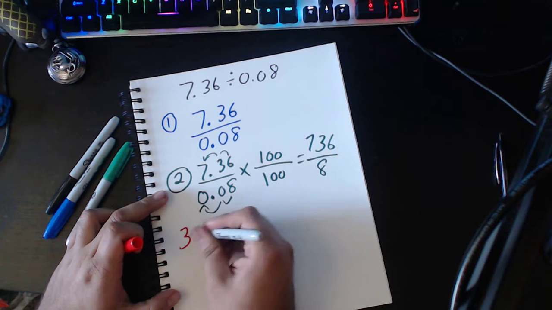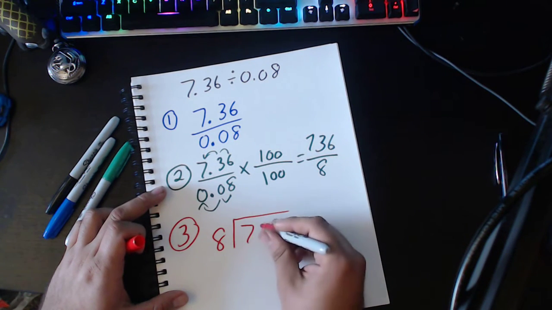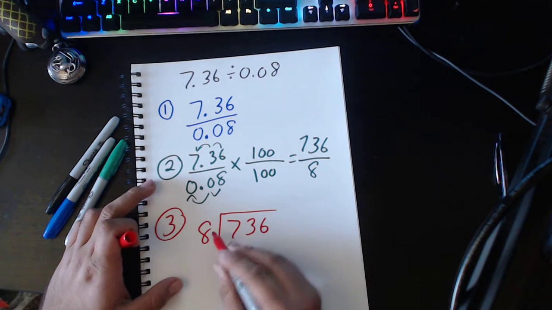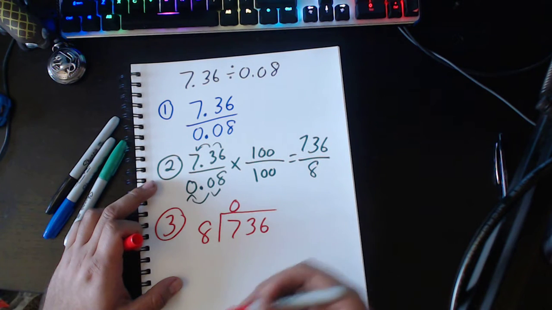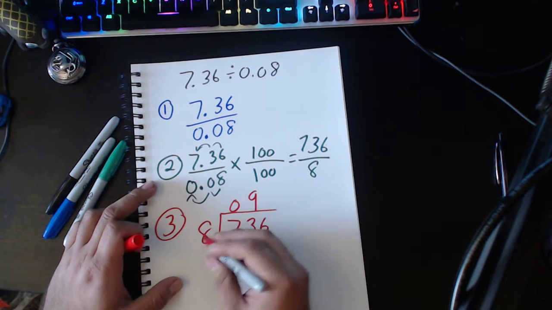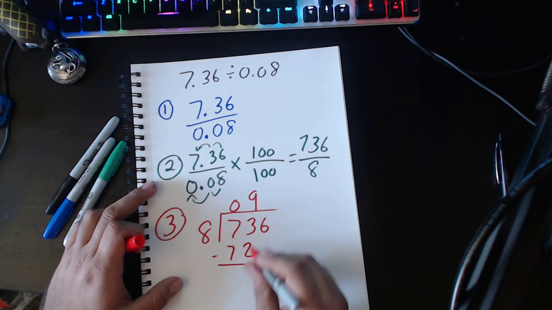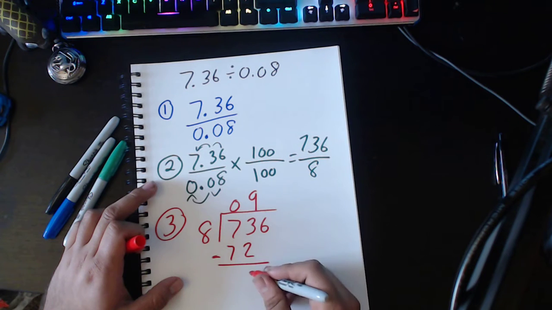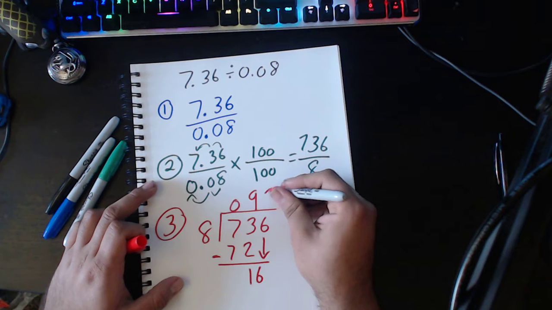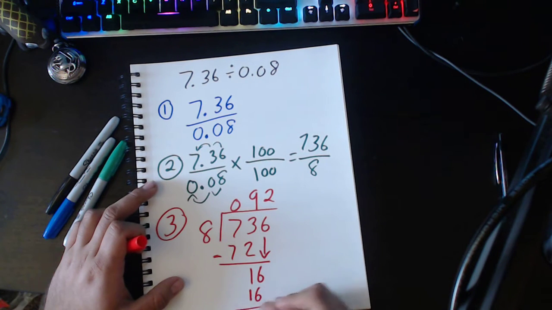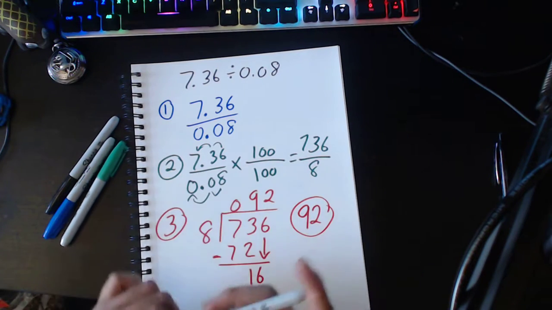Now I'm going to divide it out. 8 into 736. Now if I didn't want to estimate, all I have to do is 8 goes into 7. It does not. 8 goes into 73. It does. 9 times. 8 times 9 is 72. 73 minus 72 will give me 1. Bring down my 6. 8 goes into 16 twice. No remainder. So my answer is 92.